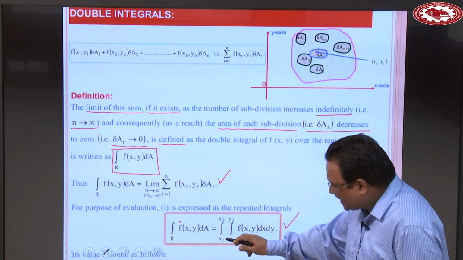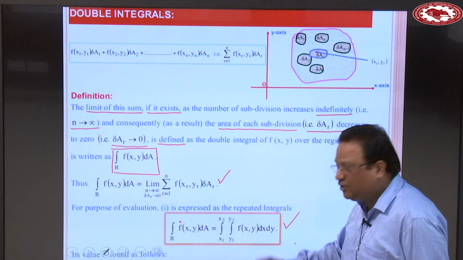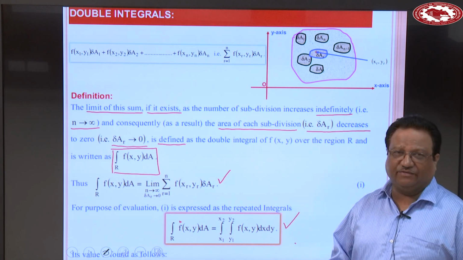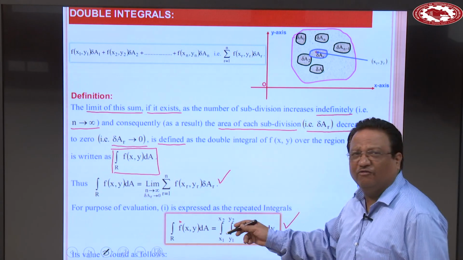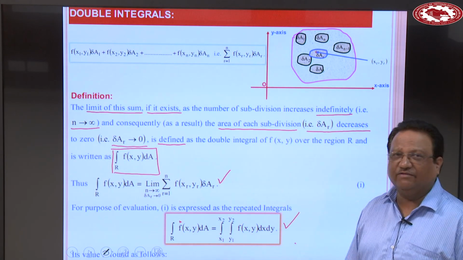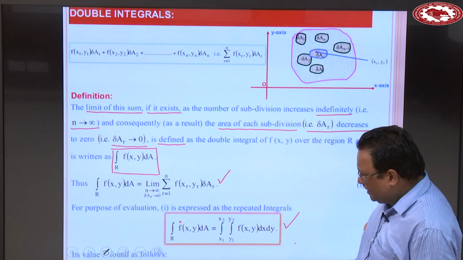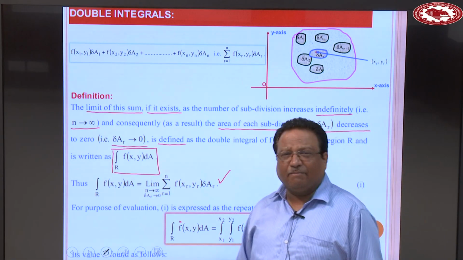Second one is x1 and x2 are functions of y, and y1 and y2 are constant. Then how can we evaluate these type of integrals? And third one is when all these 4 values, all these limits are constants, then how can we evaluate these type of problems?